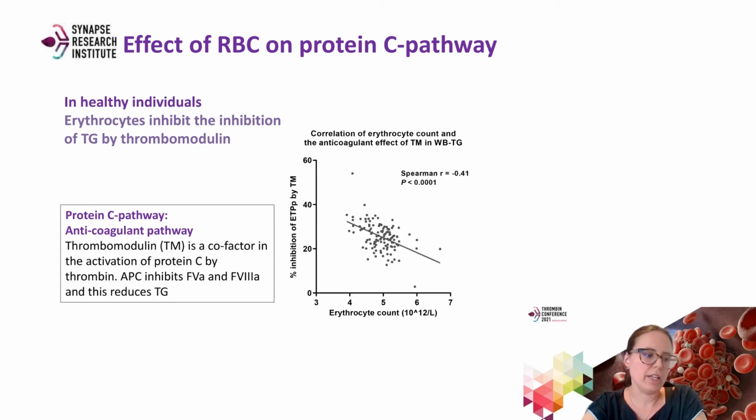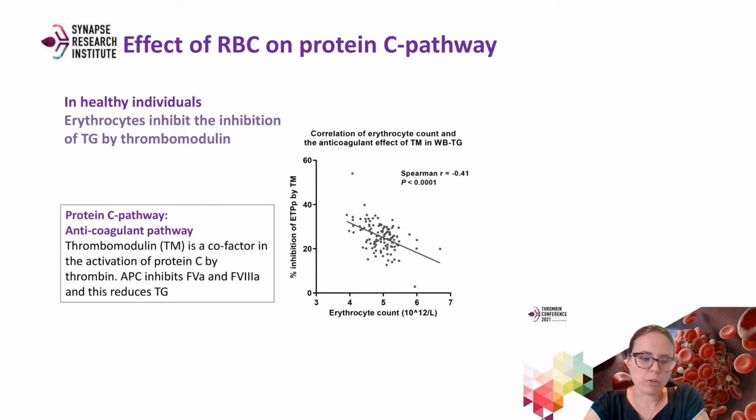So next we investigated the protein C pathway in whole blood. Therefore, we added thrombomodulin to our reaction. Thrombomodulin is a cofactor in the activation of protein C by thrombin, and activated protein C is able to inhibit factor Va and factor VIIIa, and hereby reduces thrombin generation.